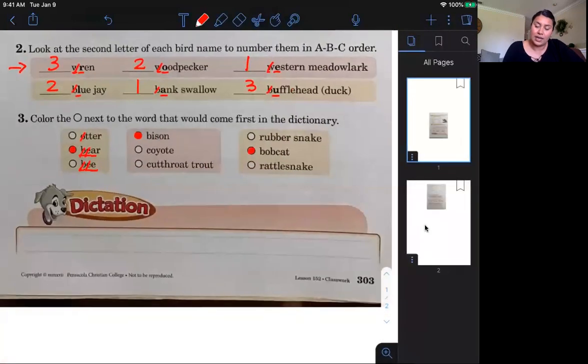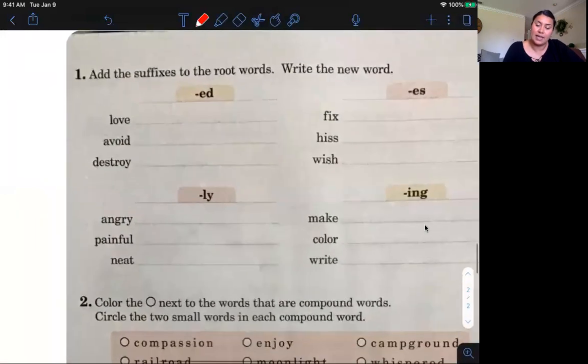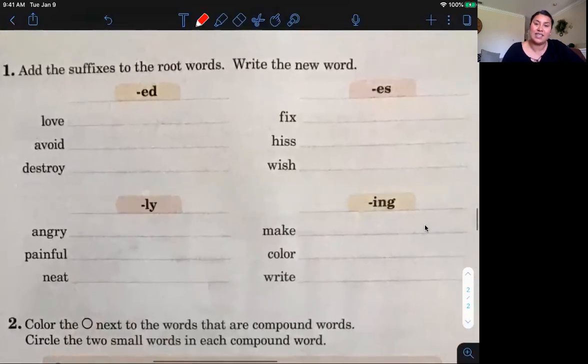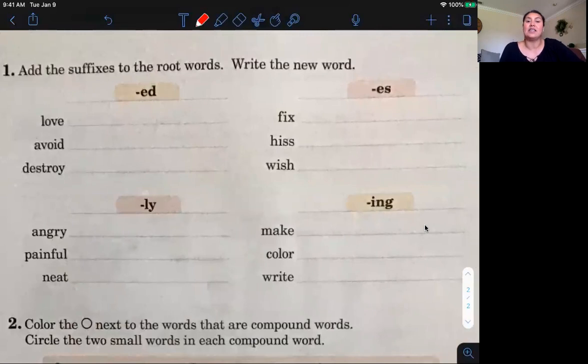While you guys are finishing that up, don't forget to check it like a teacher from beginning to the end. And we are going to move on to the back. Add the suffixes to the root words, and you're going to write the new word. We have done this since day one in first grade, so you guys are pros at this. I know it. So if I have the word love and I add ed, it would change it to loved, but there's a problem. There would be two e's there. So remember, if it ends in an e, you drop the e before adding ed.